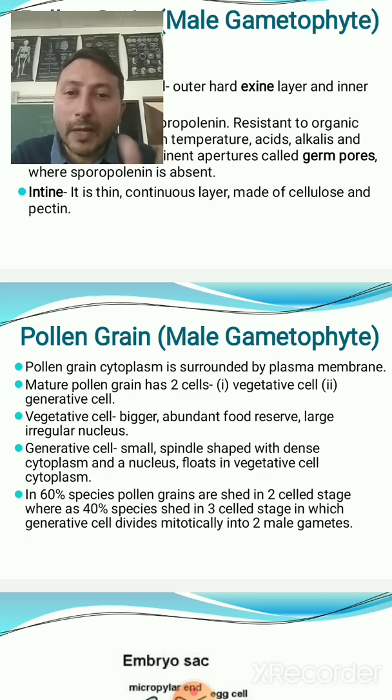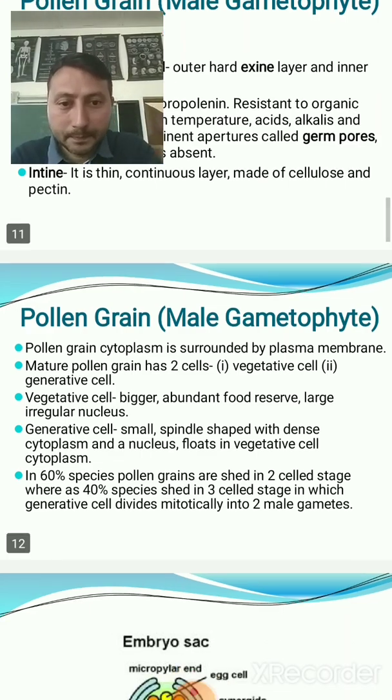The cytoplasm is surrounded by the plasma membrane. A mature pollen grain has two cells: one is the vegetative cell, another is the generative cell. The vegetative cell is bigger. The generative cell is small and spindle shaped. In 60% of species, the pollen grains are shed at the two-celled stage, whereas in the other 40% of species, they are shed at the three-cell stage, where the generative cell has divided into male gametes.